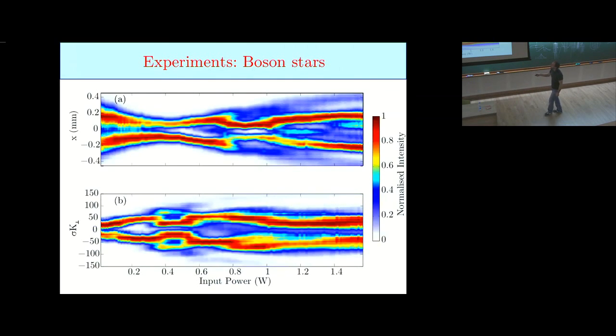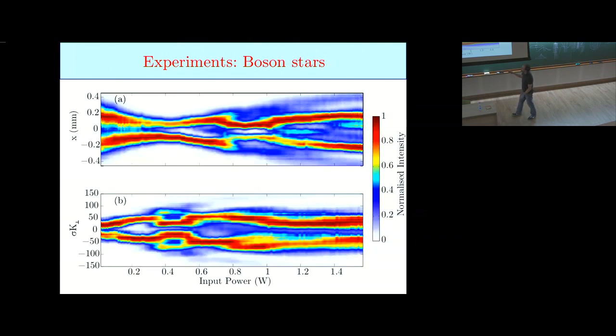So these are experiments of our boson star. I'll quickly go through this. Essentially, this is a line out. There's a ring here. I'm just showing the transverse profile. And this is input power, but I should read it as I show in the numerical simulations. It's essentially propagation distance or time. And I can see that the boson star evolves by essentially bouncing back and forth.